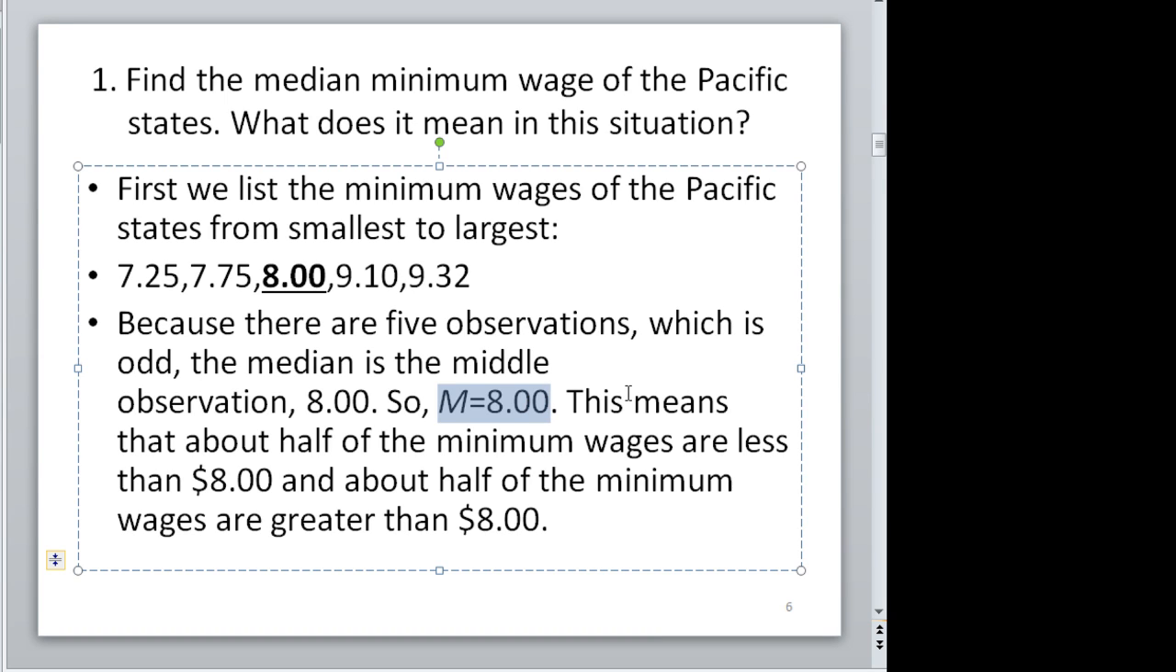And what does that mean? This means that half of the minimum wages are less than $8 and half of the minimum wages are greater than $8. Meaning 8 is in the middle.